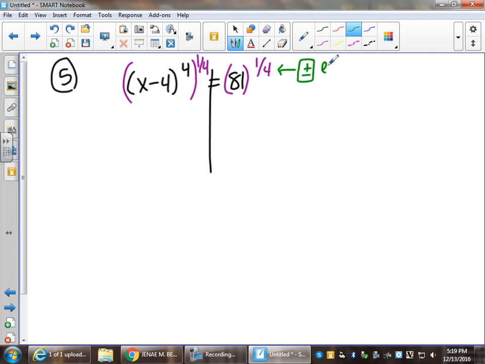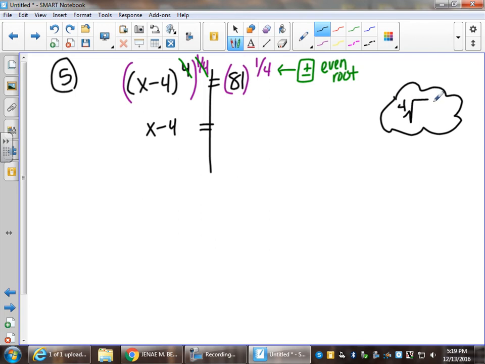It's even more thorough if you write even root plus minus. But at a minimum, I would like to see you drawing an arrow to the denominator of the rational exponent and drawing a little plus minus in a box. So you remember to do that on the next step. 4 times 1/4 is 1. So I'm left with x minus 4 equals the 4th root of 81. So mentally, in your brain, you need to see this as the 4th root of 81. And from your chart and your awesome flashcards, we know that that is 3. And it's not just 3, it's positive or negative 3.